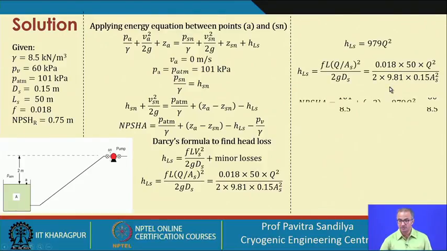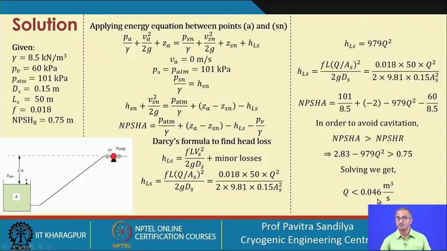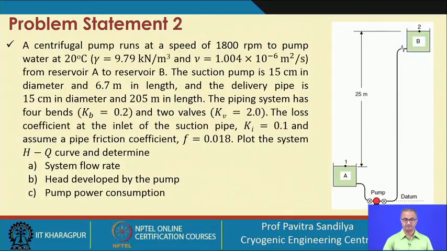Here we put all these things and find the NPSHA. If you put this value here, we find NPSHA in terms of the volumetric flow rate. Now, in order to avoid cavitation, this available NPSH should be more than the required NPSH, and if you put this expression here, we find that Q should be less than this. That means the maximum permissible flow rate of the liquid will be 0.046 cubic meter per second. We should not cross this. If you cross this, then we will land up with the problem of cavitation. So, this is the critical flow rate for the system.